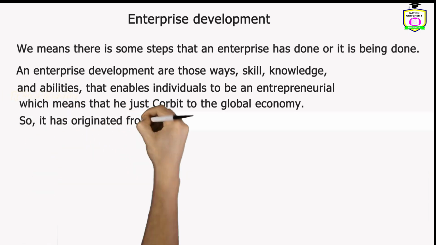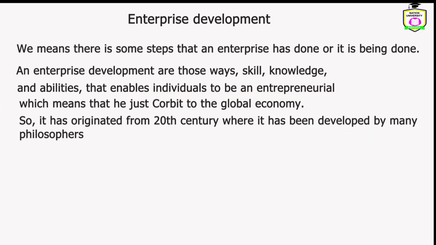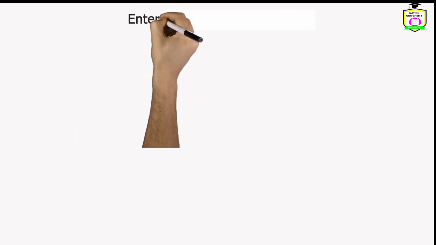So it originated in the 20th century, where it was developed by many philosophers. But let me remind you of two, Philo and Taylor. There are some main philosophers who developed what we call economic development or enterprise development, where they thought about how everyone can change goods into other means rather than just using goods for goods. Let me jump to enterprise competence.